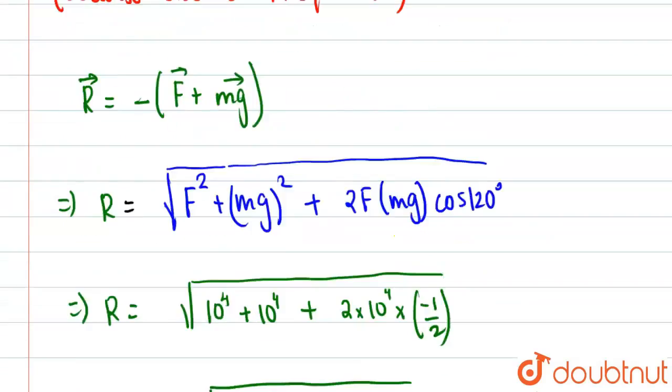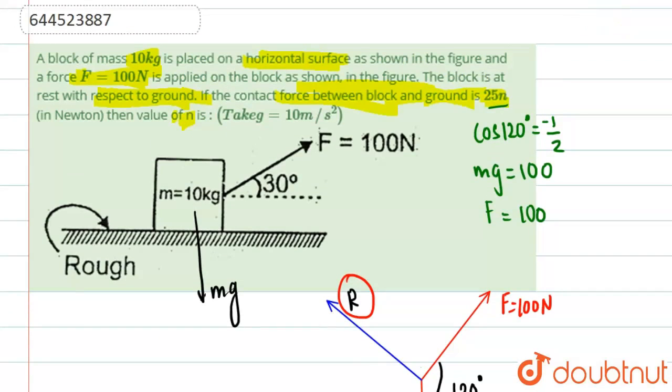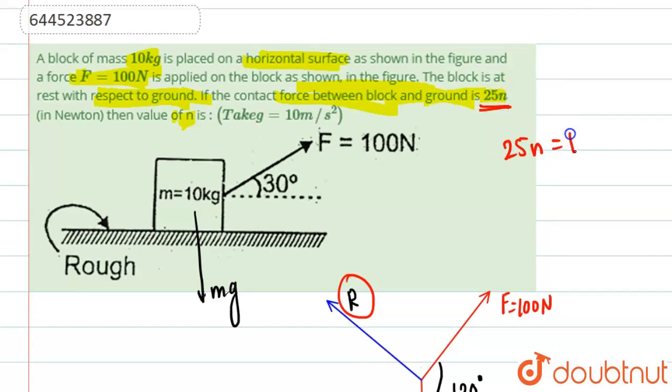newtons. Now what we see over here is that it was given in the format of 25N. The answer was given as 25N. So 25N is equal to 100, then N will be equal to 4. So our answer is N is equal to 4.